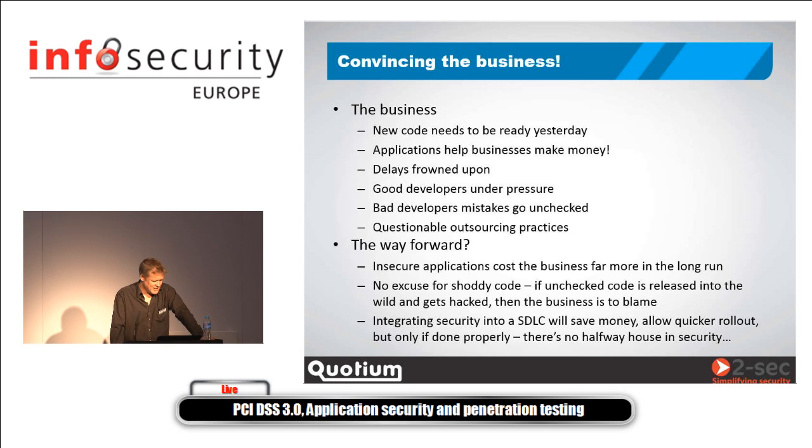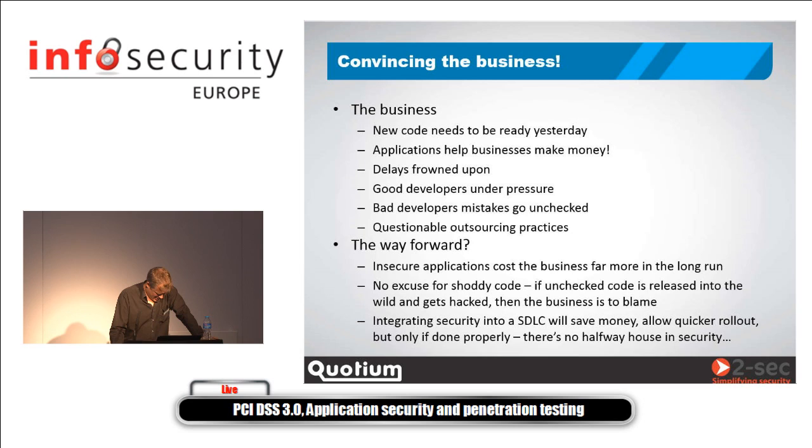And I think somebody somewhere deep down always knows that they're releasing insecure code into the wild, but the business takes a decision to roll that out because they need money to stay afloat. As simple as that. But that also causes issues like bad developers or even outsourcing partners making mistakes that go unchecked, and that's causing the web application vulnerabilities we're seeing in the wild today that are quite basic.